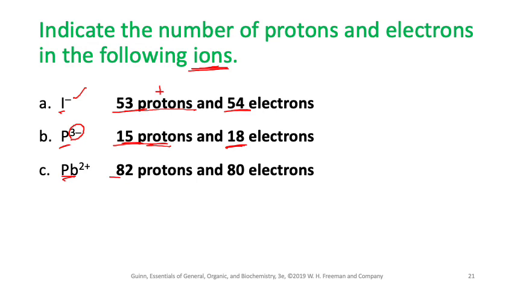Lead, atomic number 82, number of protons 82. When you see a +2 charge, that means 2 electrons have already been donated. So now it has 80 electrons, 2 less than the number of protons. So this is how you normally calculate positive and negative charge, or the number of protons or electrons, in that particular ion.